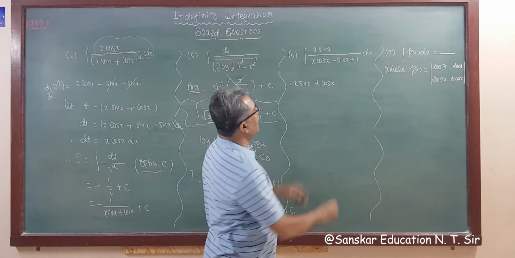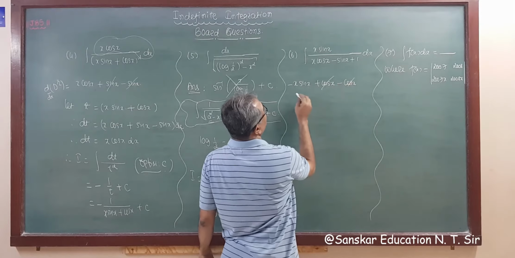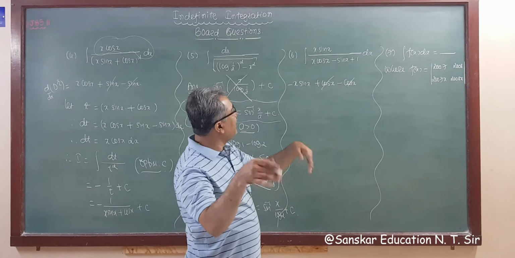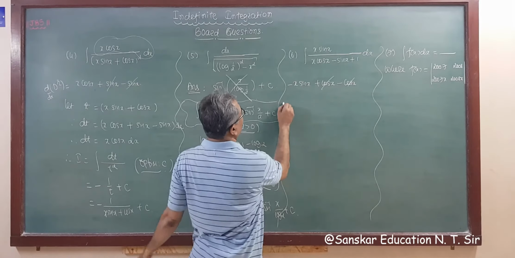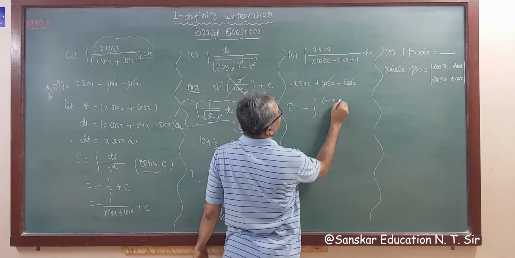Derivative of x is 1, minus cos x, and plus 0. This will be cut. So the answer of this is minus. We need minus here, so divide and multiply by minus. What we get? I is equal to minus integration of this, minus x sin x.